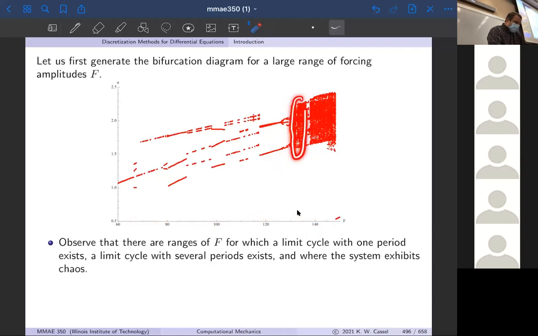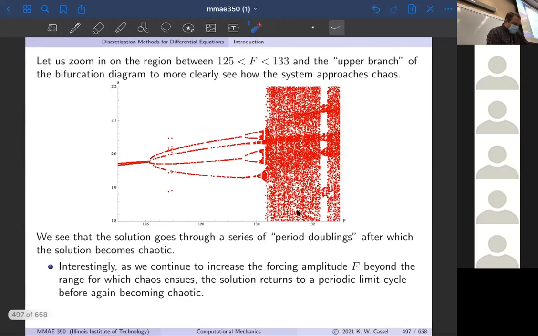Then it becomes chaotic for a range of Fs. And then all of a sudden it cleans up. Let me show you that. I'm going to zoom in on this portion right here. So you can see this upper branch has gone from one solution here, and it's bifurcated into 2. Then this one bifurcates into 2, this one bifurcates into 2, and eventually these two bifurcate into 2. And then 4, 8, 16, 32, period doubling. And then all of a sudden, for a particular value of F, it goes chaotic.